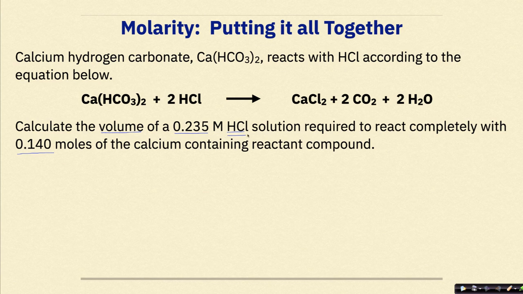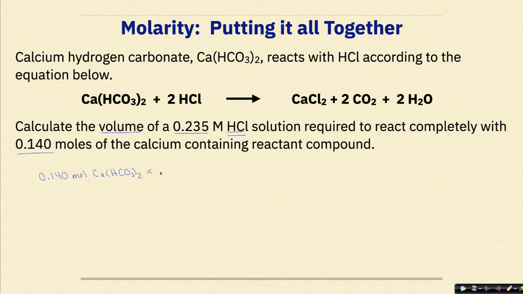And we have a molarity of the HCl. We want volume, but we don't have moles. But we do have moles of the calcium-containing reactant compound. Why didn't I just say calcium hydrogen carbonate? Okay, whatever. Maybe it's trying to make me focus more. So I need to get out of moles of the calcium-containing reactant compound, which is 0.140 moles of CaHCO3, and I need to get 2 moles of HCl.